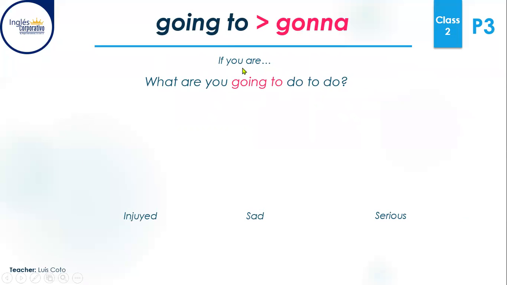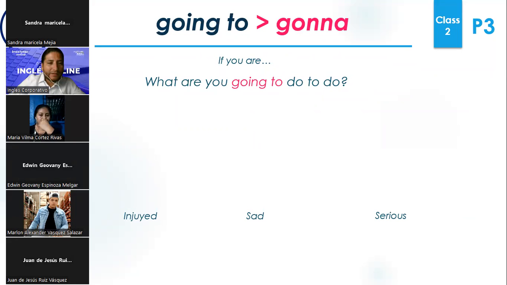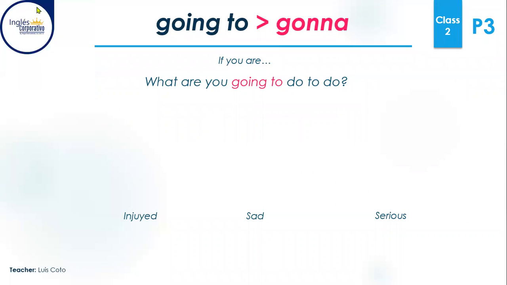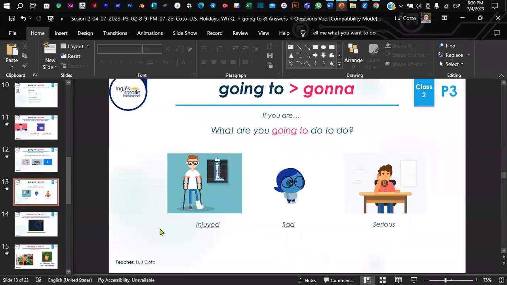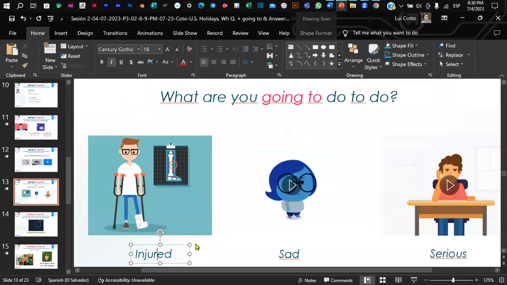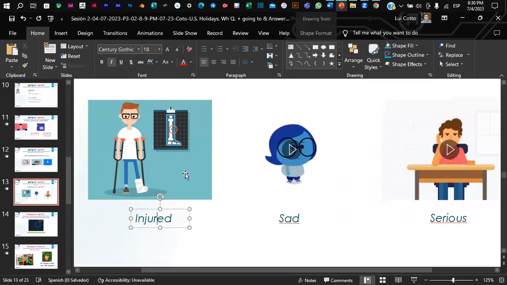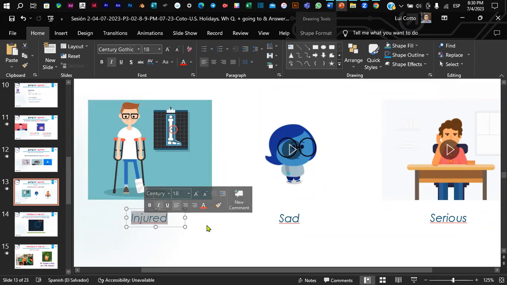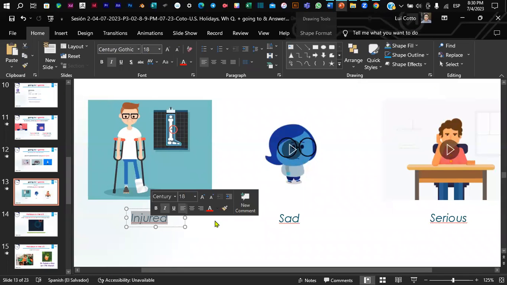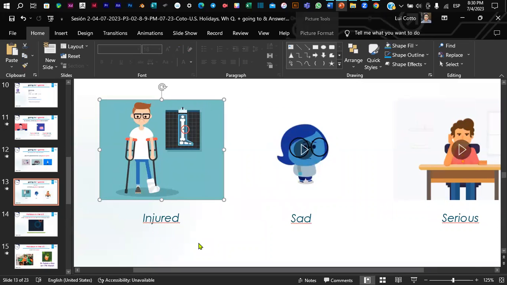Okay. Can you help me, Fabiola? Fabiola Yamilet. Hello. Can you help me in this reading? If you are, if you are, what are you going to do? Okay. If you are, let me correct this part. What is this picture? The adjective is? Injured. What is injured?